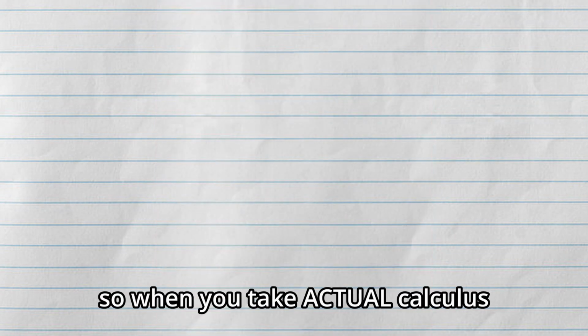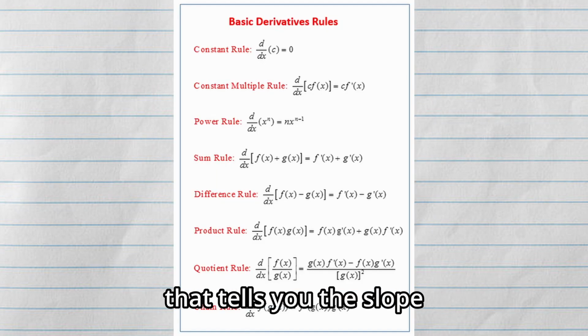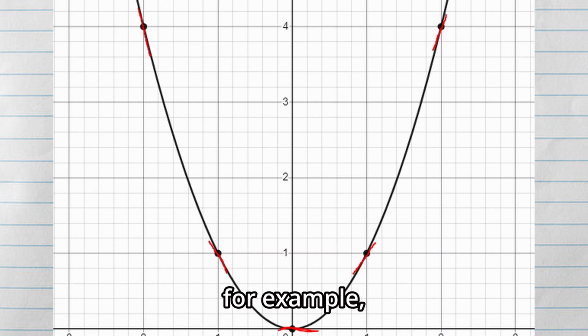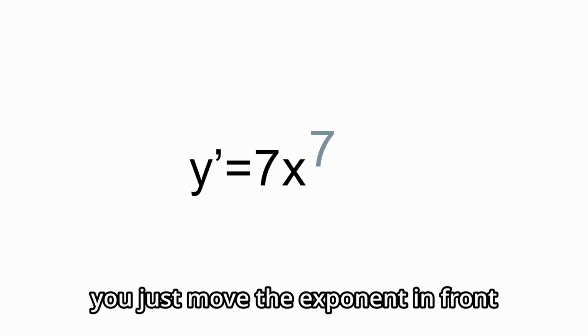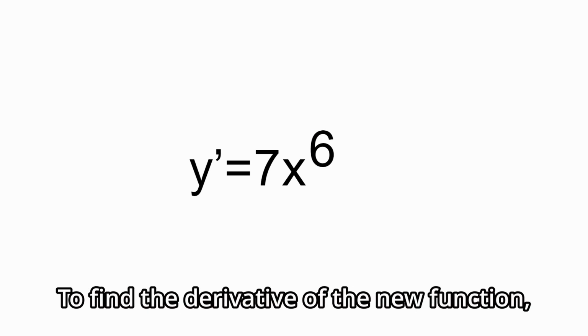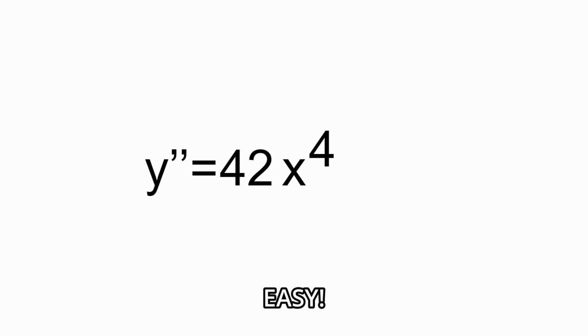Alright, so when you take actual calculus, you'll learn some neat tricks to find the function that tells you the slope on each point of a graph. For example, this one, x to the 7th. You just move the exponent in front and minus 1 from the exponent. To find the derivative of that new function, you just do it again. Easy, right?